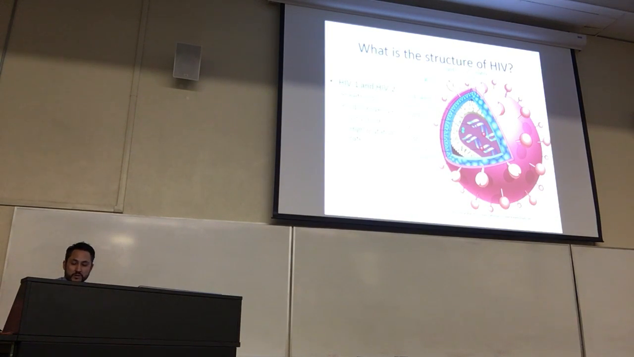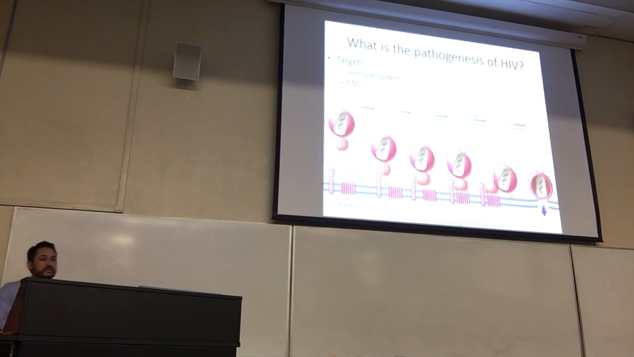The structure of it is it's a retrovirus. It has a lipid envelope or an outer casing with a virus core. The lipid envelope comes from the host. And it has an aggressive mutation rate, which is one of the reasons it's been so difficult to actually treat or even cure. The pathogenesis of HIV, or how it comes about within the body, is by targeting the immune system specifically.